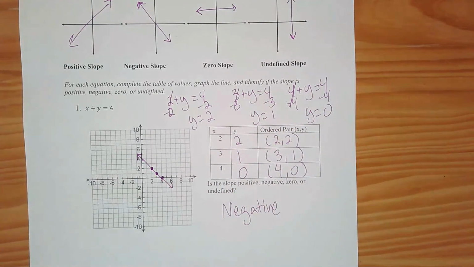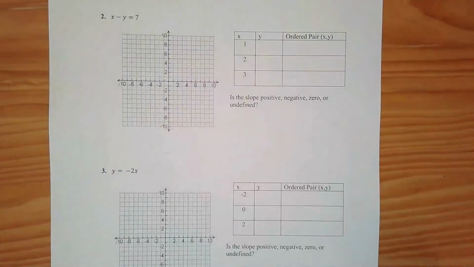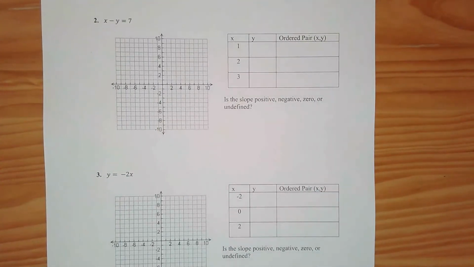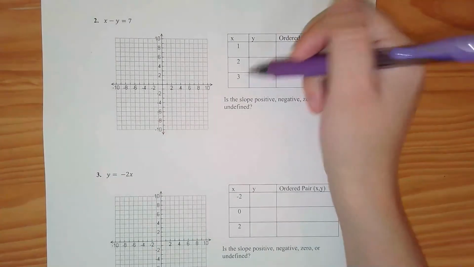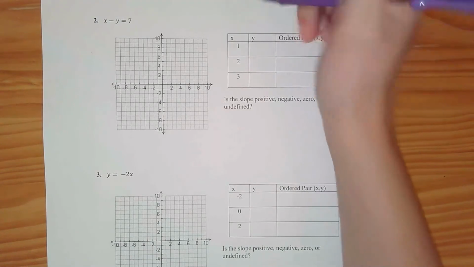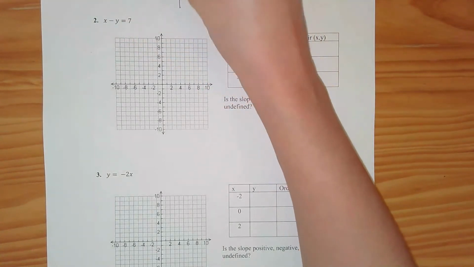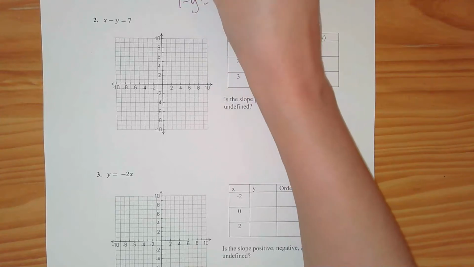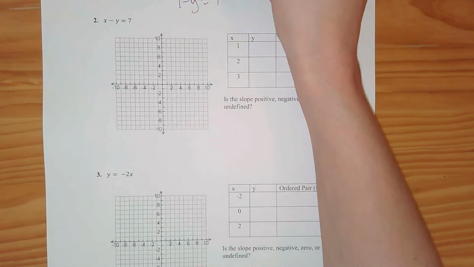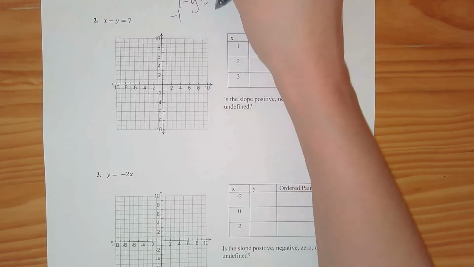Okay, let's do some more. My next example is x minus y equals 7. In my table of values, I've got 1, 2, 3 for my x values. Let's try them. So for x is 1, if I just plug that in for x, that would be 1 minus y equals 7. If I want to solve for y, I would subtract 1 first.